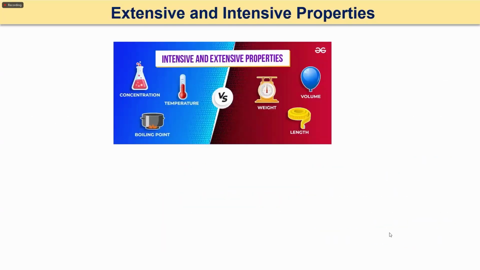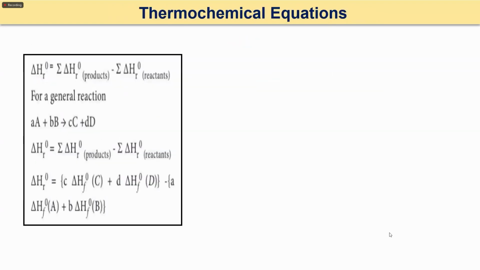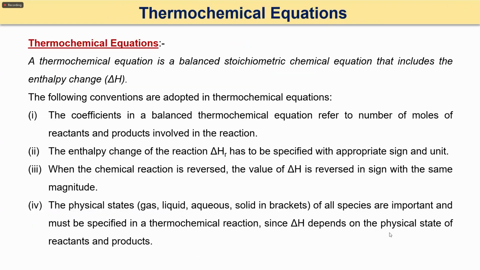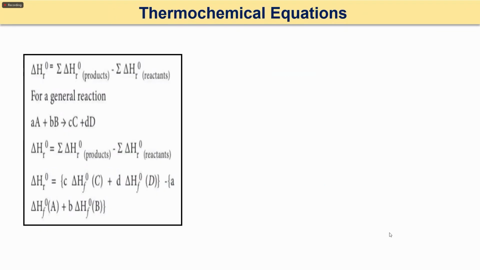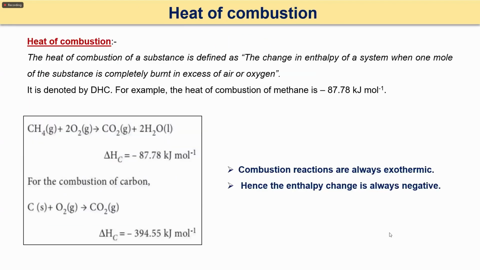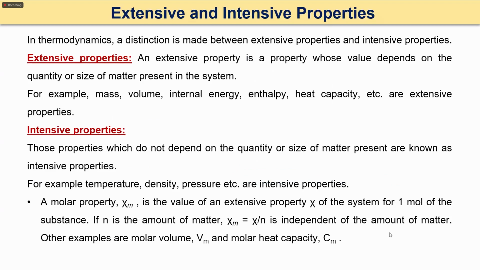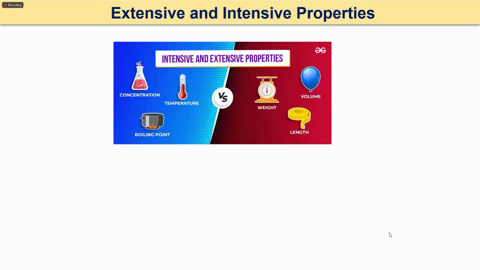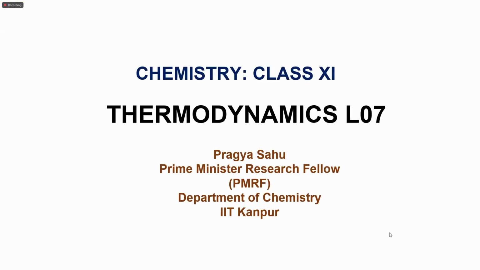Okay. In the last class, what did we study? We studied the thermochemical equations for the enthalpy change. Then we solved some problems related to that. After that, we studied what is heat of combustion, and then finally we studied the extensive and intensive properties and how we can differentiate between them. Okay, and these were the examples of these properties. Okay. Now we will start with lecture 7.